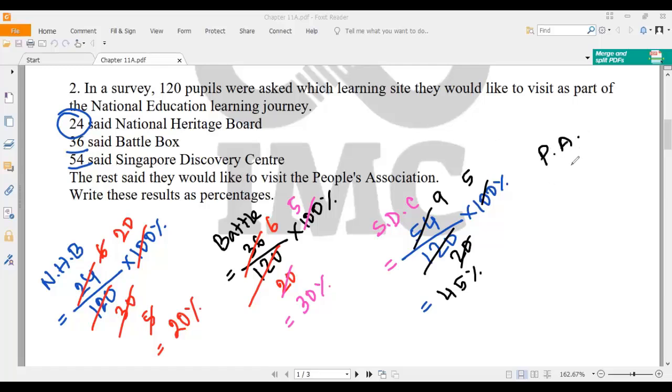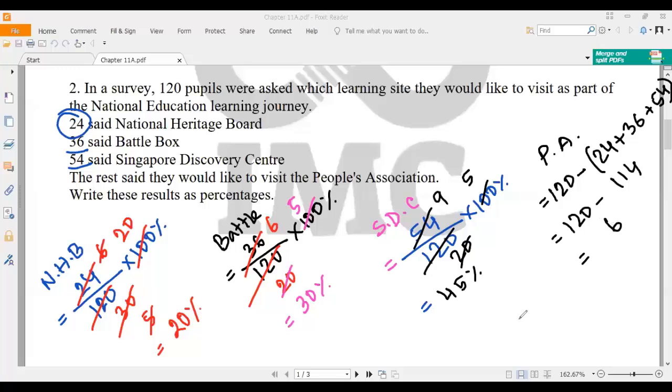So People's Association, how many students want to go? The rest. What is the total number of the students? 120 minus (24 plus 36 plus 54). So if we just add, then we get 4 plus 6, 10, plus 4, 14. We have 1, 6 plus 3, 9, plus 2, 11. 120 minus 114 will be 6. So what will be the percentage of the students who want to visit People's Association? That will be 6 by 120 multiplied by 100%. Okay.